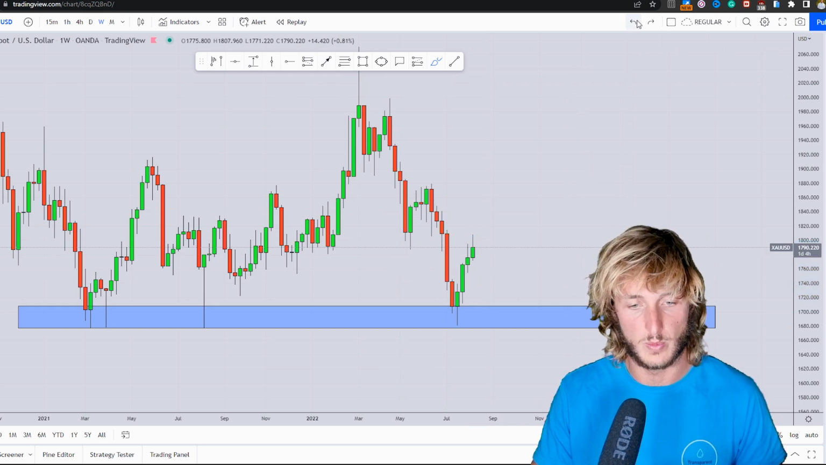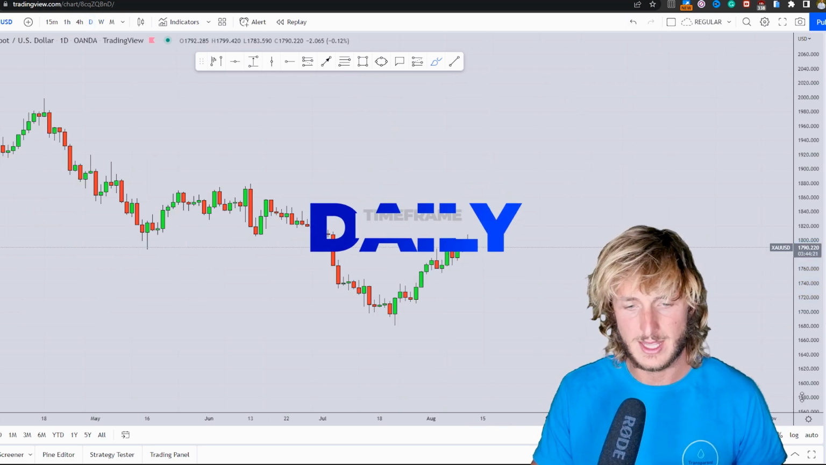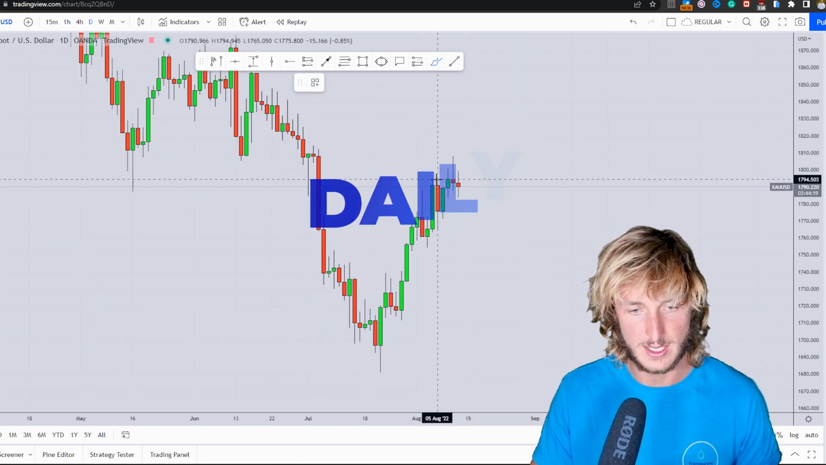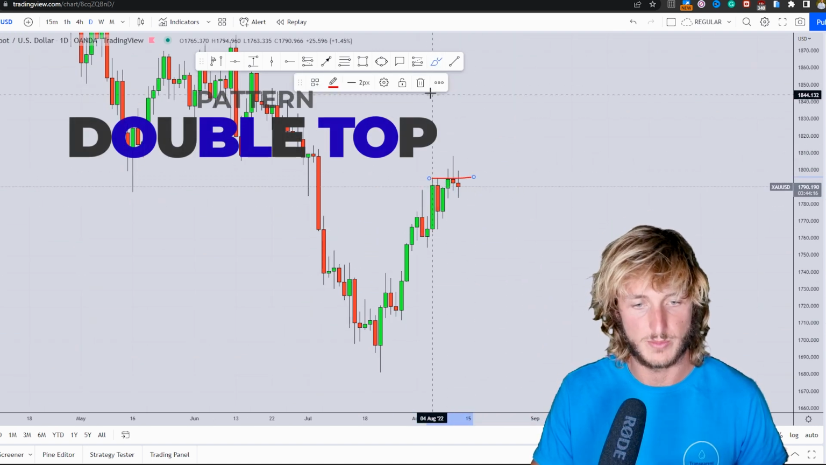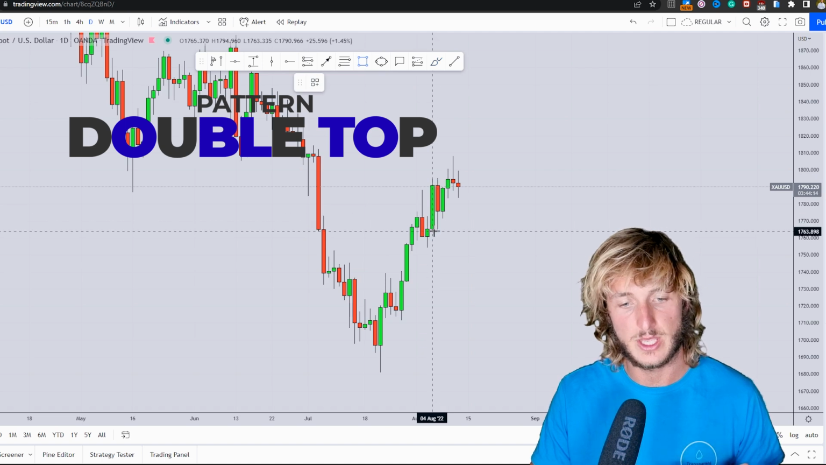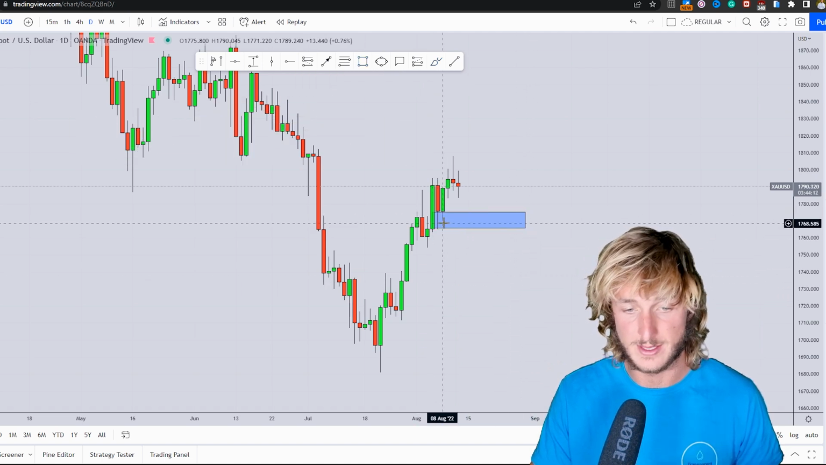Now, if we go down on the daily time frame, what we can see here on the daily is a potential double top being created at this area. And we can also notice how the nearest support would be at this zone.